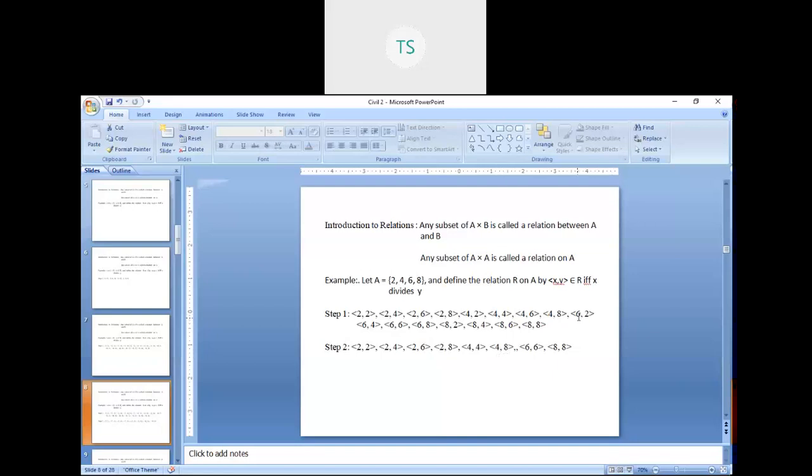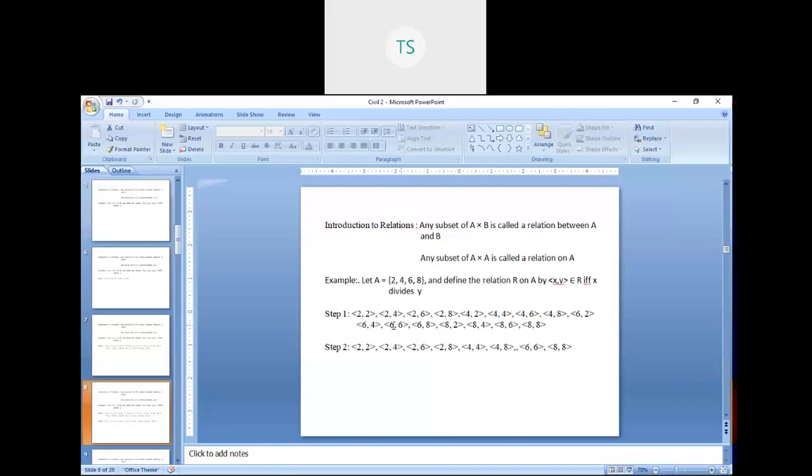Again, the next one is 6, 2. Now is 2 divisible by 6? If I divide 2 by 6, I will get a decimal, so I cannot include 6, 2. Again 6, 4. 4 is not directly divisible by 6, so I have to exclude this one. Then come to the next one, it is again 6, 6. 6 is divisible by 6, so I have included 6, 6.